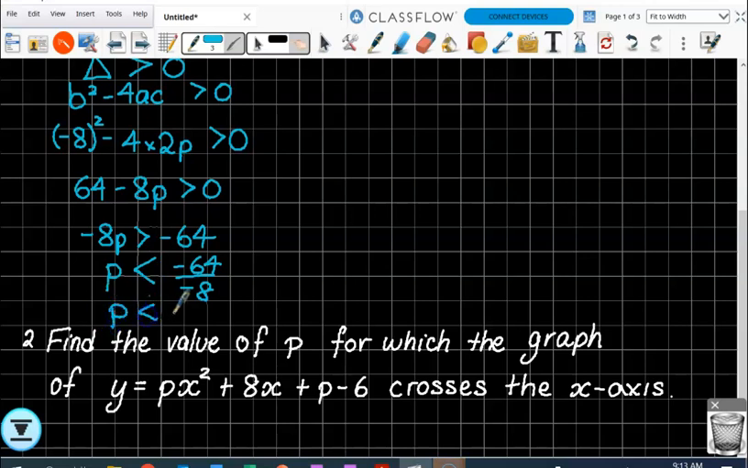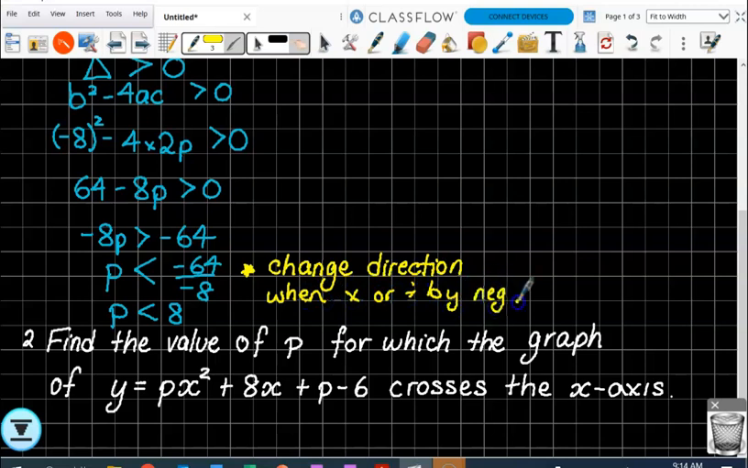You're frowning at me, Piper, I'll come and see you in a moment and I can explain, but that's just a thing from last year. Okay, so change direction when you times or divide by a negative. Just remind yourself of that. You remember that?